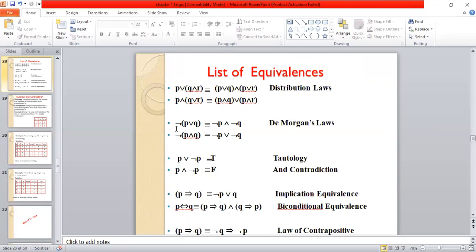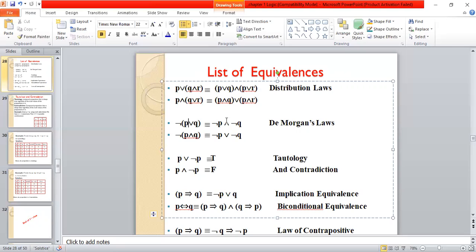The next one is De Morgan's law. By applying negation on the compound statement connected by conjunction or disjunction, negation of P or Q is negation of P and negation of Q. When we are applying De Morgan's law, the negation changes the logical connective. If it is or, it changes into and.